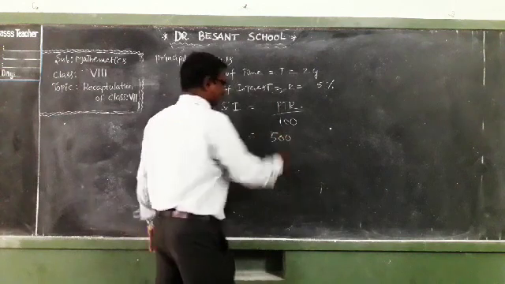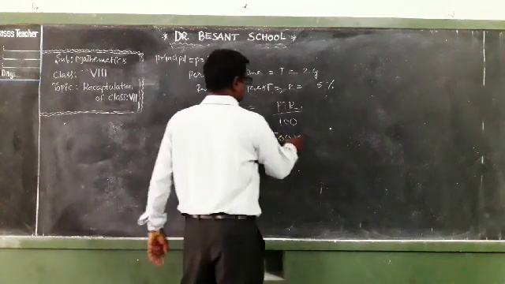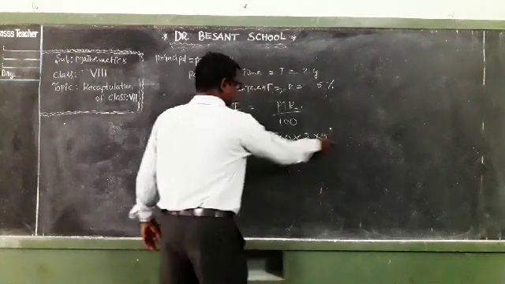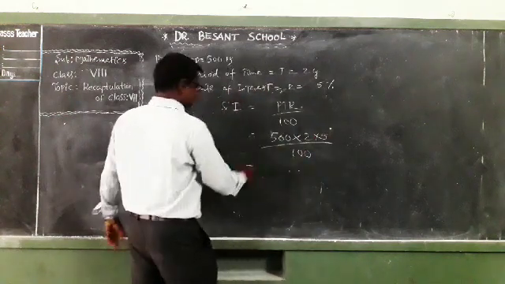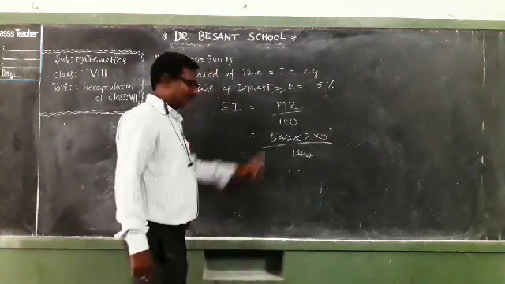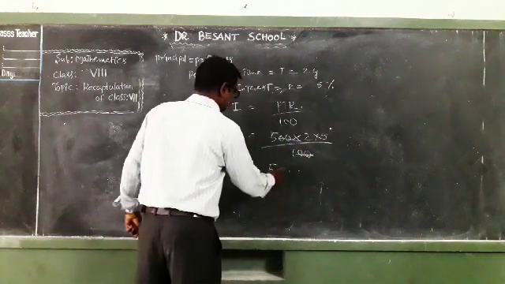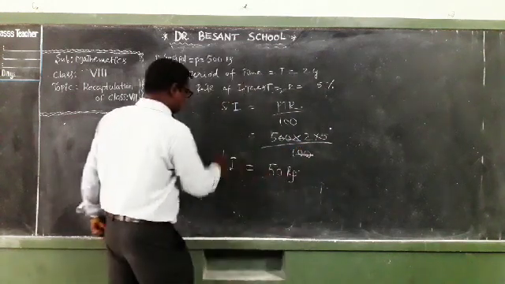P means principal, what I borrowed. T means period of time, 2 years. R means rate of interest, 5%. Divided by 100, so these two zeros cancel. 5 2s are 10, 10 5s are 50. So 50 rupees extra I have to pay him.